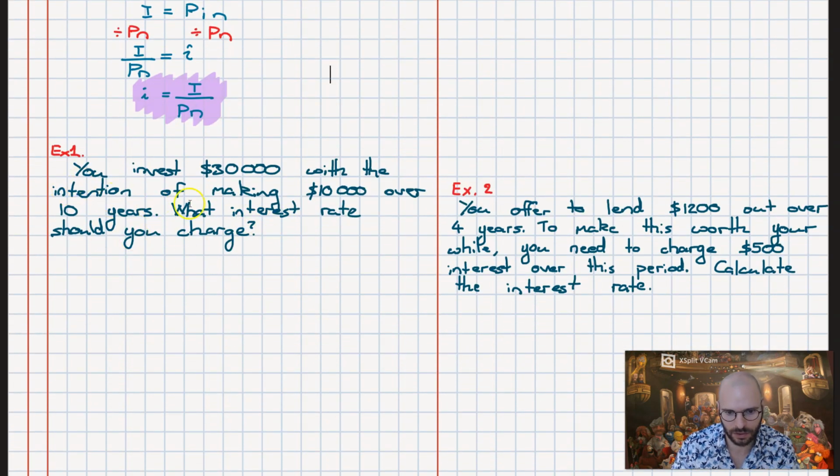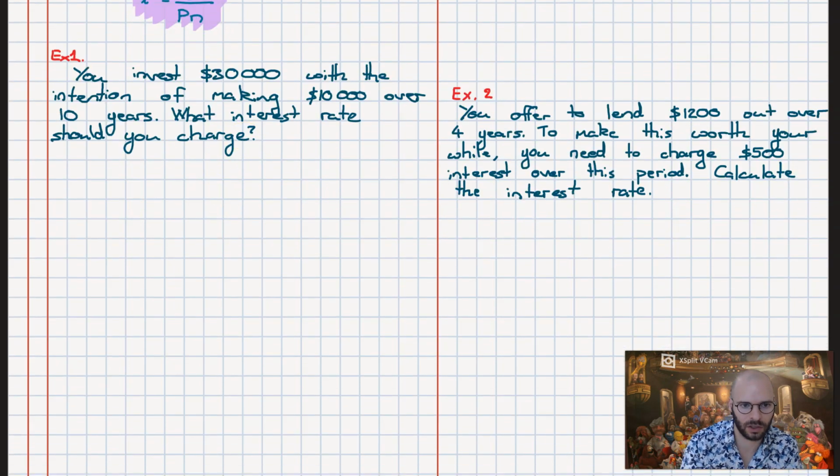So in example one, you invest $30,000 with the intention of making $10,000 over 10 years. What interest rate should you charge? To get into this question, what we're doing is we're trying to calculate the interest rate. So I'm going to start off by writing little i is equal to capital I all over PN. And big I, in this case, our interest amount, is going to be $10,000. Our principal is going to be $30,000. And finally, our duration for this loan or this investment is going to be 10 years.